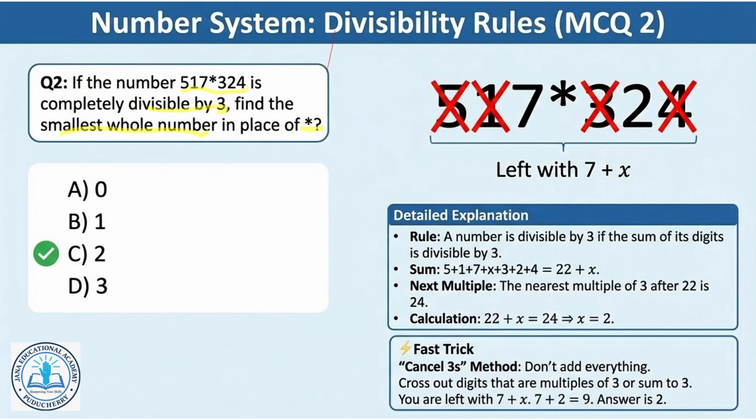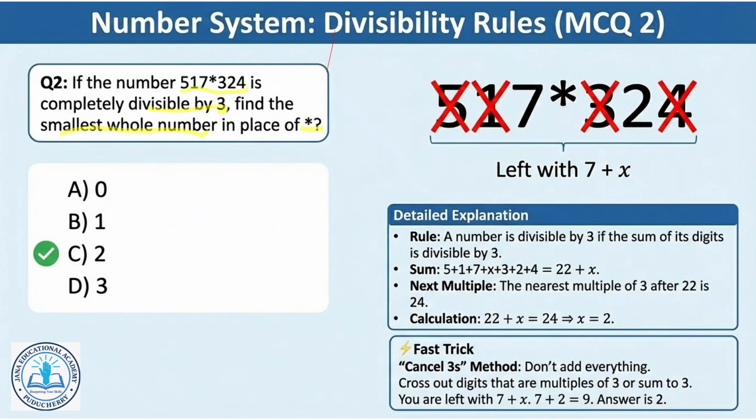Whenever a problem like this is given, we have to add everything. The general method is to add: 5 plus 1 is 6, 6 plus 7 is 13, 13 plus 3 is 16, 16 plus 2 is 18, 18 plus 4 is 22. Then this star we don't know, so 22 plus x. What is the nearest multiple of 3 here? 8 threes are 24. So 22 plus x is equal to 24, and x is 2.